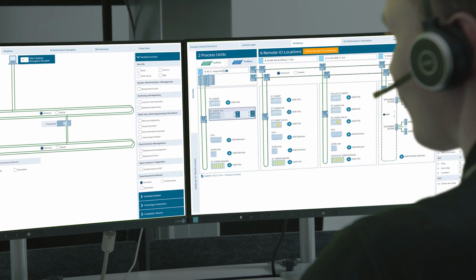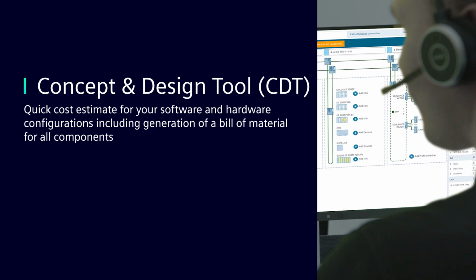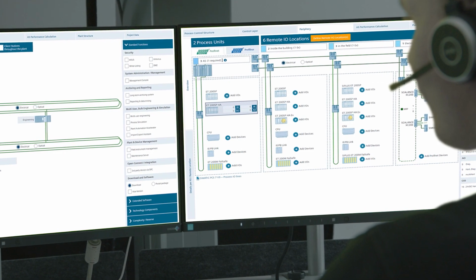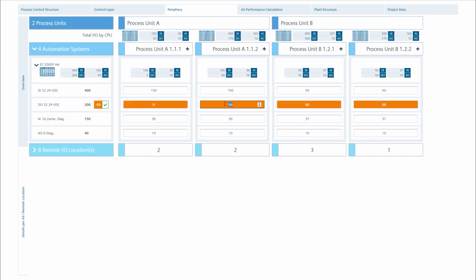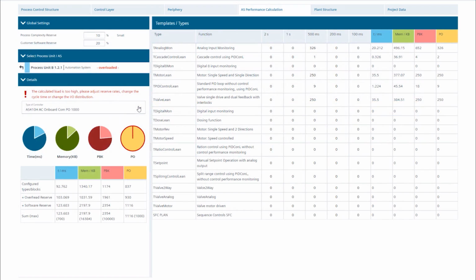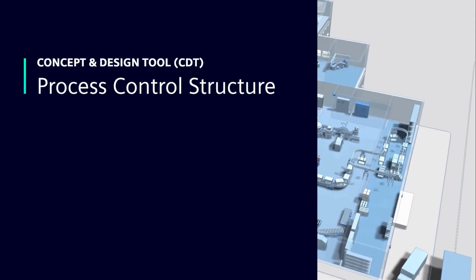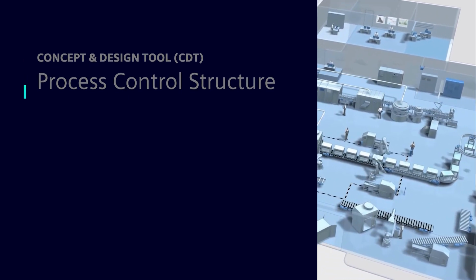The Concept and Design Tool, or short CDT, offers an easy and effective way to design the process control system architecture for SIMATIC PCS7, but also go down deep into detailed specifications and settings. With this how to use video, you will learn the handling and get an overview about the features and benefits of the CDT. Before starting with the configuration in the CDT, we have a look at the plant structure first.